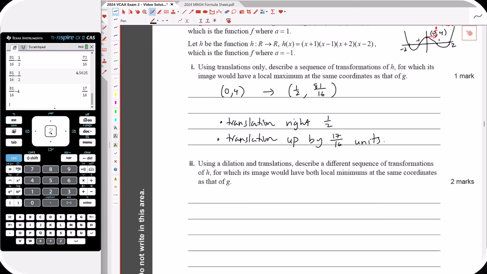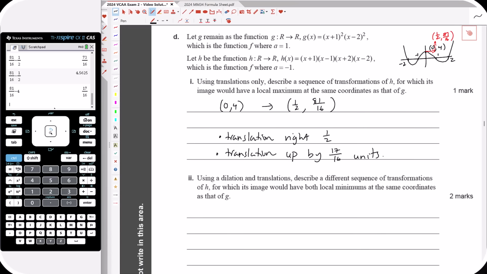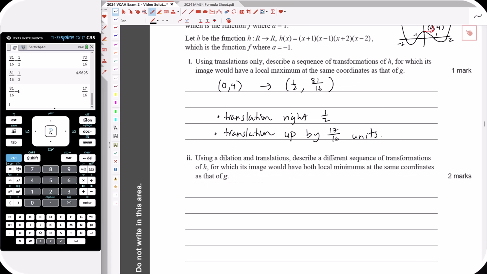Okay, so then using a dilation and translations, describe a different sequence of transformations of H. So again, we're transforming H, for which its image would have both local minimums at the same coordinates as that of G. Okay, so we need to think about where the local minimums of H are, first of all. So let's solve the derivative of H equal to 0. So we're going to have H dash X equals 0.